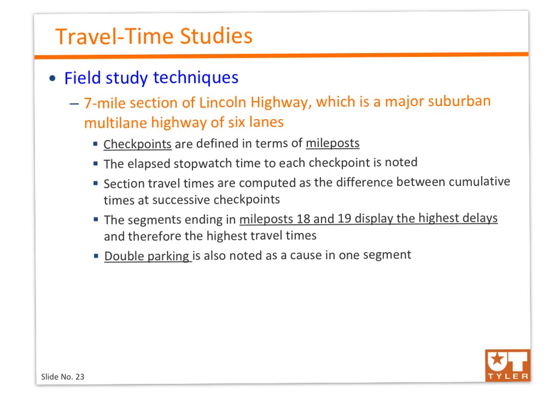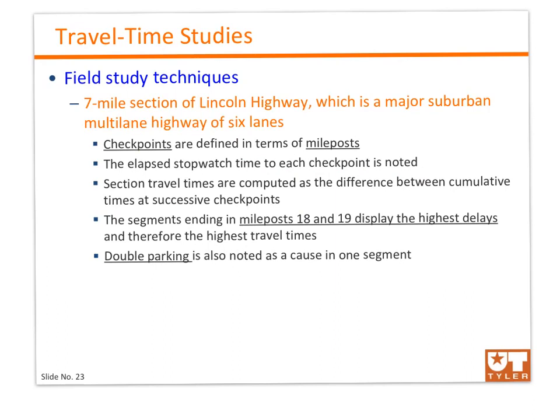So again, this is a discussion of the 7-mile section that we talked about. Checkpoints are defined in terms of mileposts. The elapsed stopwatch time was used to measure the time for each checkpoint. The section travel times are computed as the difference between the cumulative times at successive checkpoints.